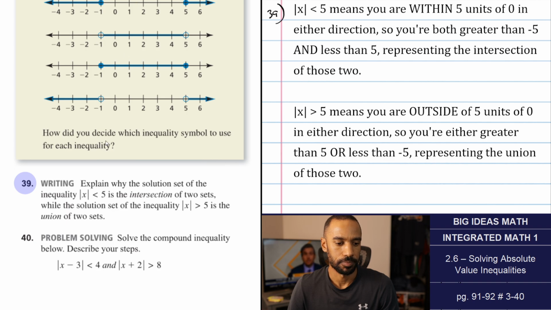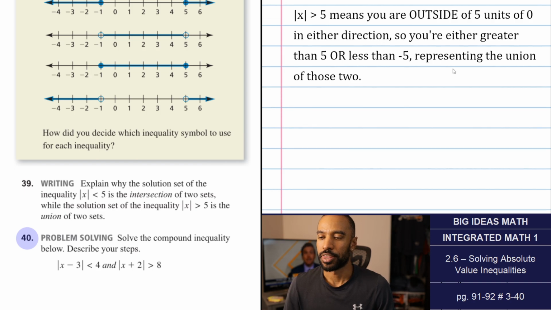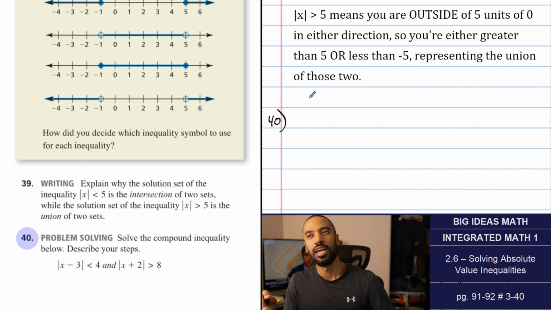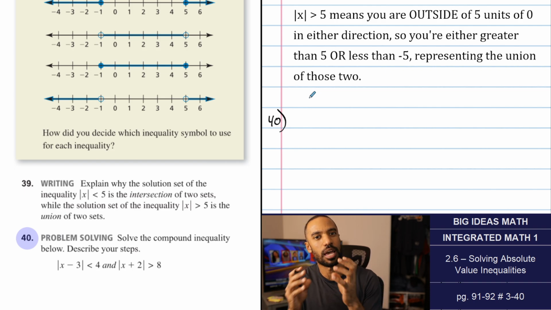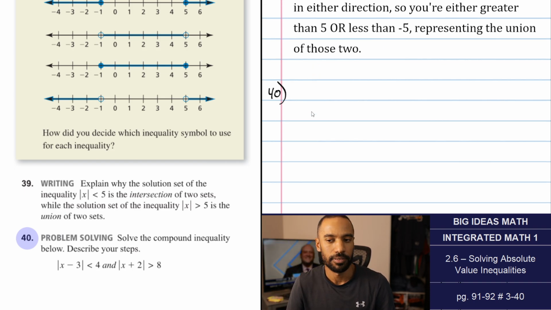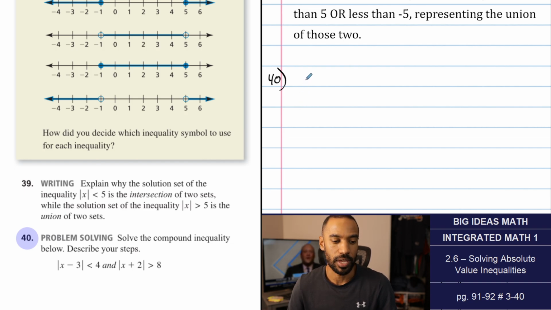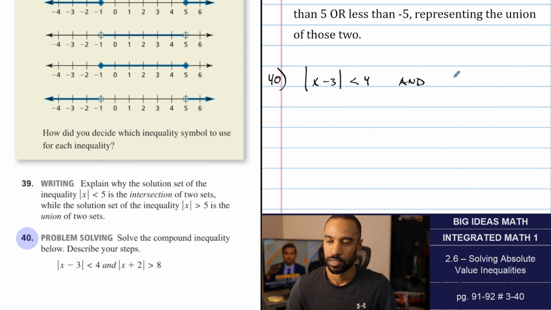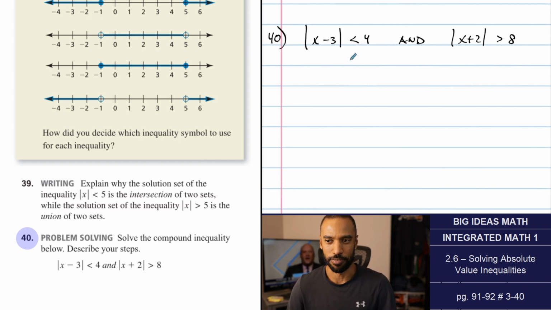Describe your steps. Aha. So we had a case, I think it was the previous section, where it was 2 sets together separated with an or. And now we have not 2 separated by an and, but we have ands within ands and ors within ands. Interesting. So this is absolute value of x minus 3 is less than 4, and the absolute value of x plus 2 is greater than 8. So this is not only 2 problems within a problem, it might be 4 or 5 problems within a problem.